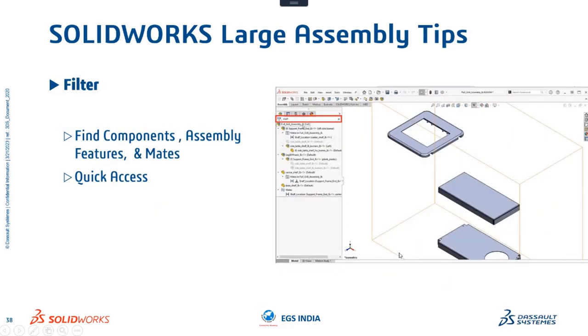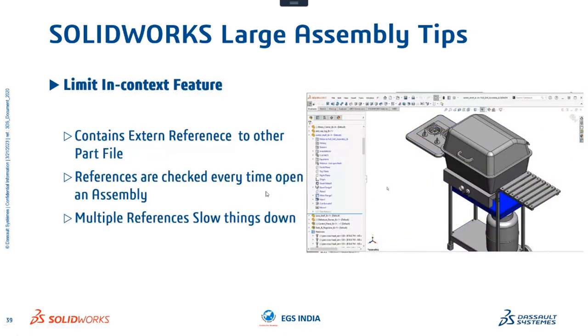And then the filter option. If you have thousands of components in your assembly files, finding a particular component, part, assembly, or mate will take more time. So you can directly filter for your component, and add that component into your favorites folder so you can access it quickly. And then limit in-context features, which are external references to the part files. Keep in-context features to a small number, because they will affect your opening time drastically.